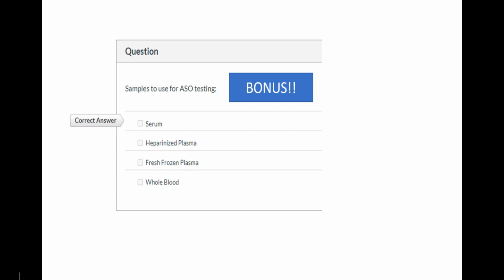For this question, I've told your professor to make this a bonus because I have discussed in ASO testing that the preferred sample for serologic testing is of course serum samples. But plasma samples may be used. But if we are to use plasma, the most appropriate anticoagulant to use should be heparin. So for this item, the possible answers are serum samples and heparinized plasma.